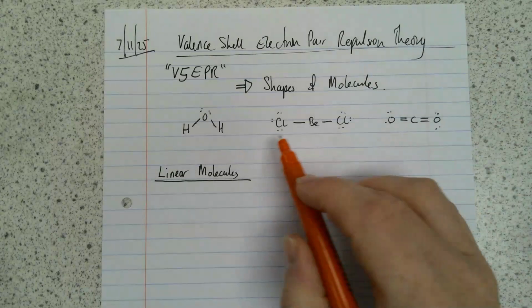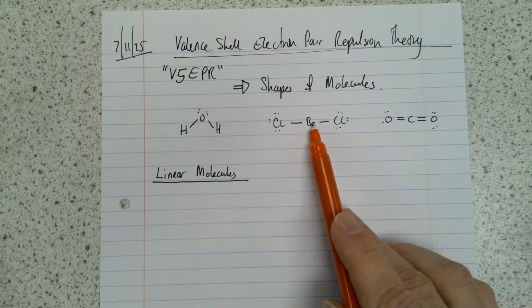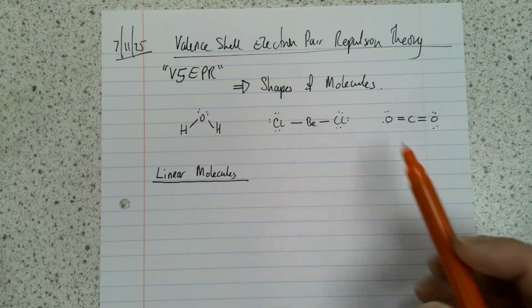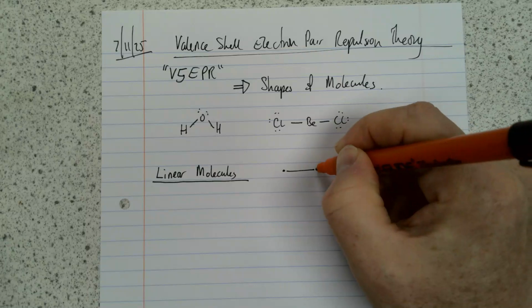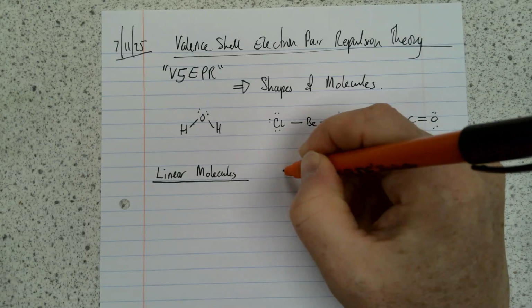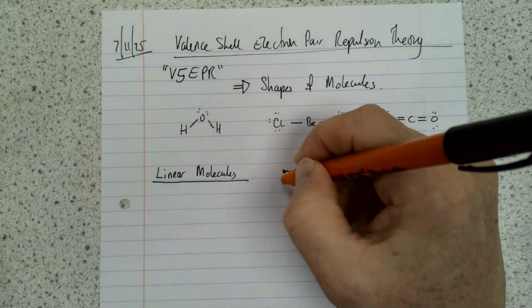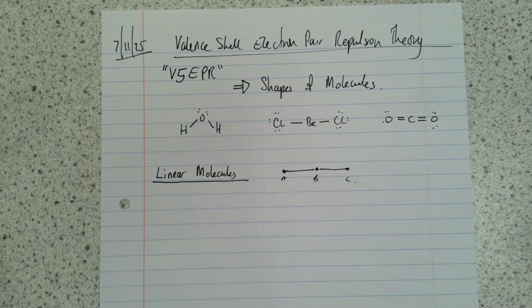So the idea is that electrons are in pairs. We want to understand what the shape is around the central atom. The shape is around beryllium. So if this were a maths lesson, we'd have 3 points, or vertices if you like, and we call them A, B and C. We want to know the bond angle and the shape around B. Okay, so we can draw an angle there.